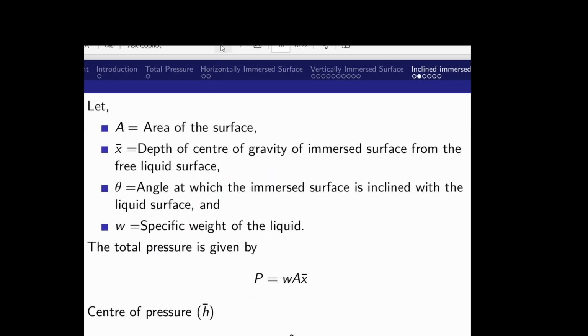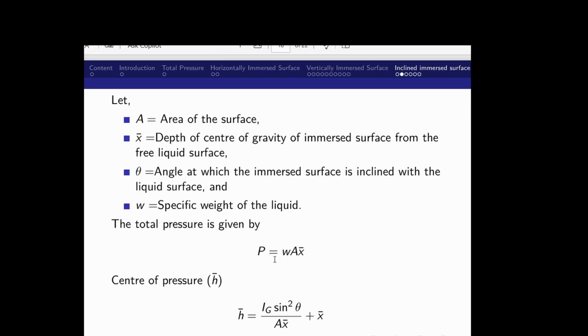First of all, for the total pressure acting on this object, the formula will be the same: the weight of the liquid acting on this immersed surface times the surface area of the immersed object times the height from the center of gravity to the surface of the liquid. So the pressure is the same, whether inclined or not. What's different is the point at which this pressure will act. The angle is going to affect that point.